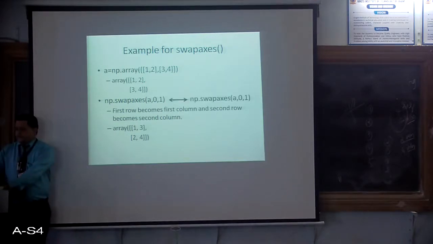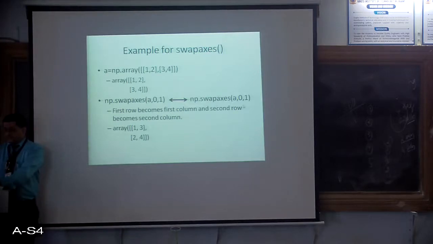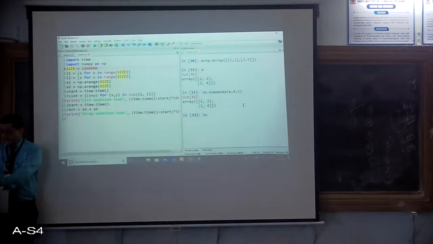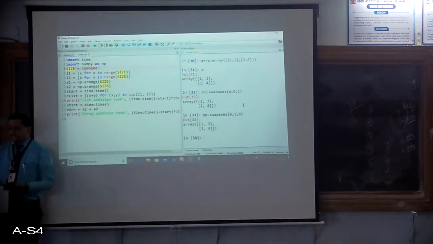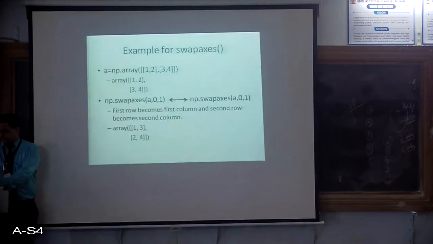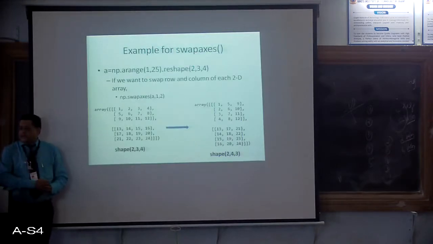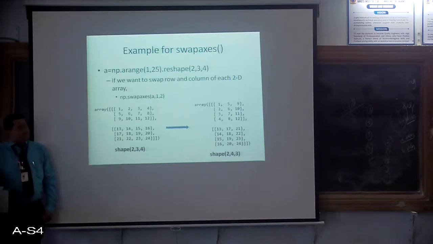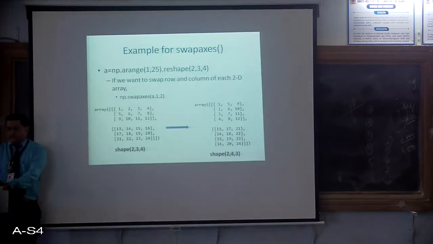Again, as we said, np.swapaxes(A, 0, 1) is the same as np.swapaxes(A, 1, 0). This will result in the same thing, because 0 is swapped with 1 or 1 is swapped with 0, it means the same. Okay, we'll look at how we use swapaxes for 3-dimensional arrays. This creates a 3-dimensional array of the order 2 by 3 by 4 with 24 elements.